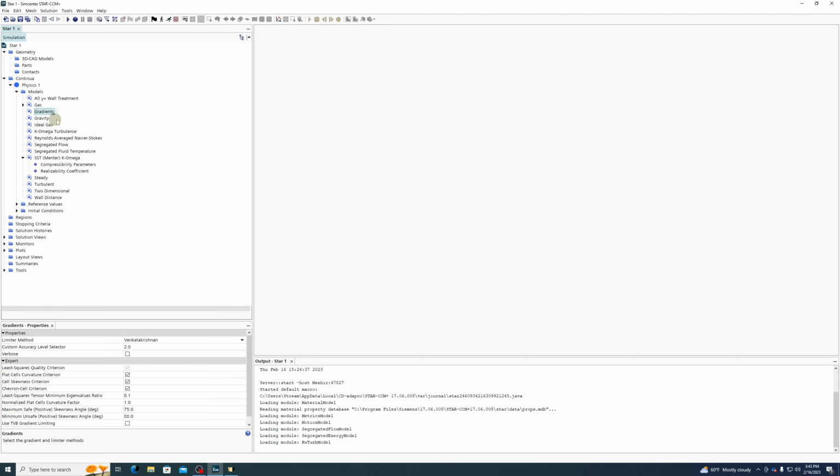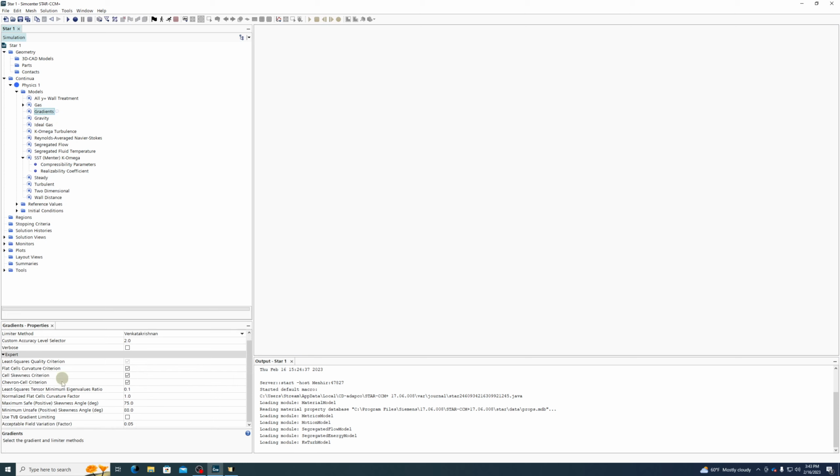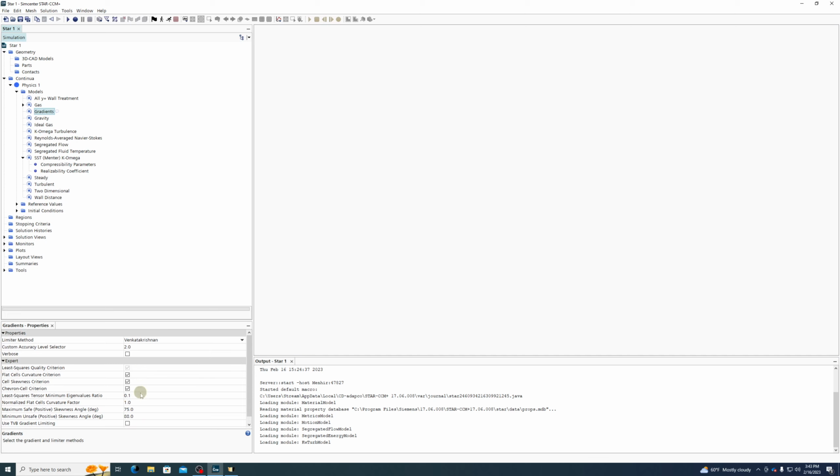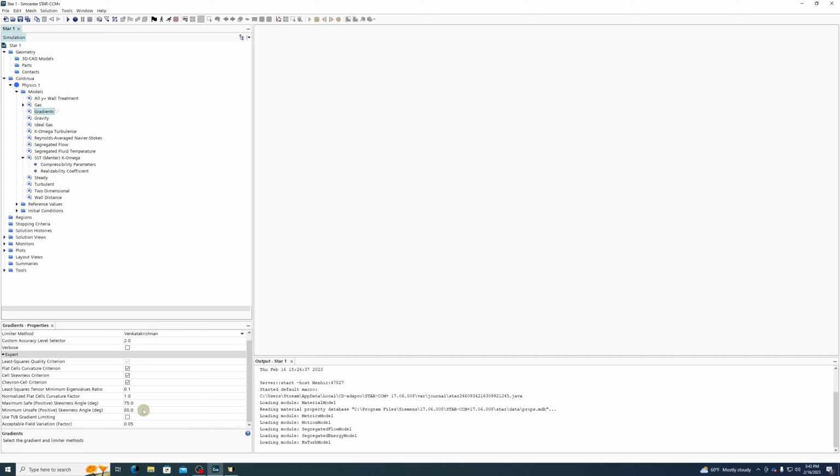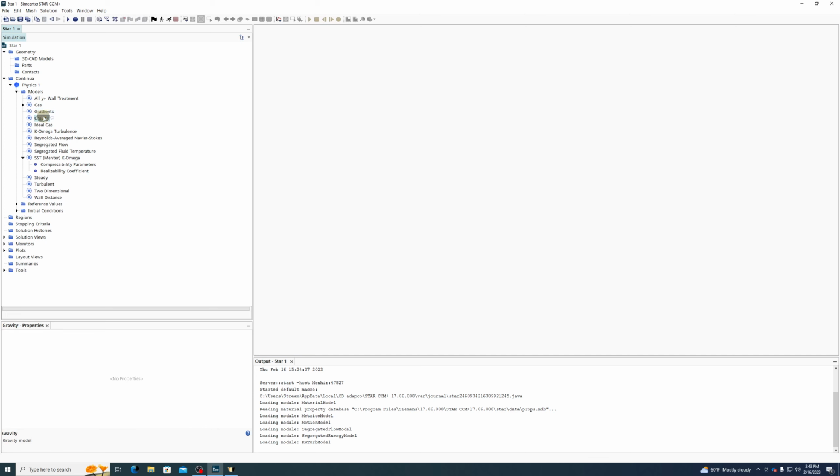What are some of the ones that might actually be more useful? This you probably won't need to modify at all. If it says expert, you're usually only looking at that if you really know what you're doing. Ideal gas, let's see here. Reynolds-averaged Navier-Stokes doesn't have any segregated flow.